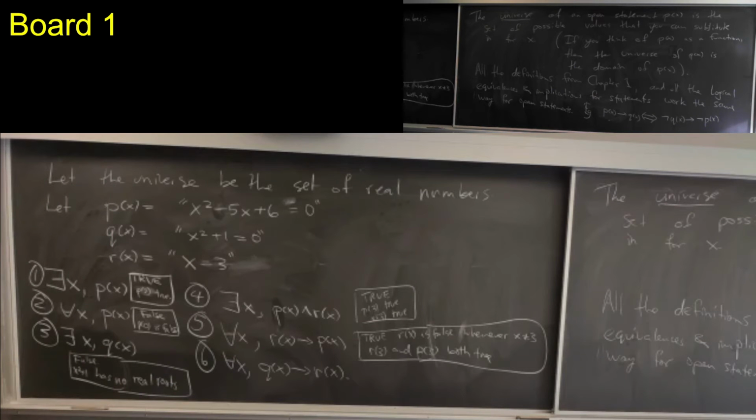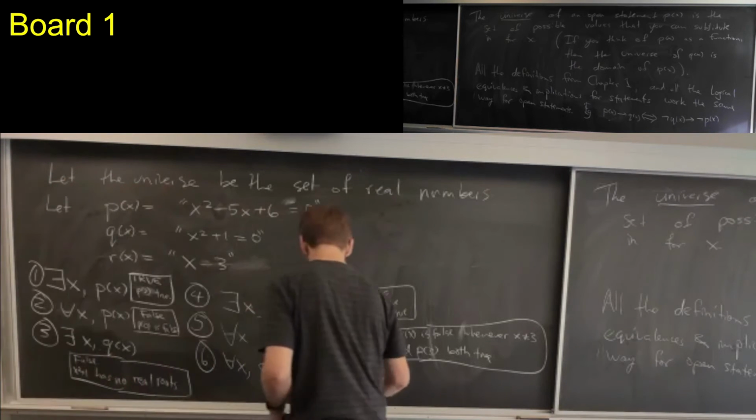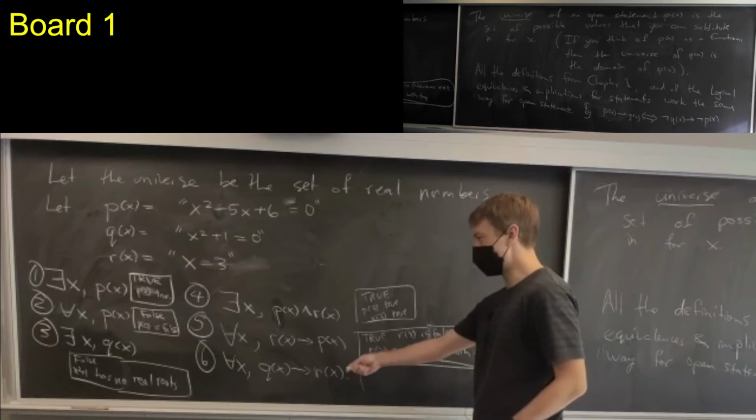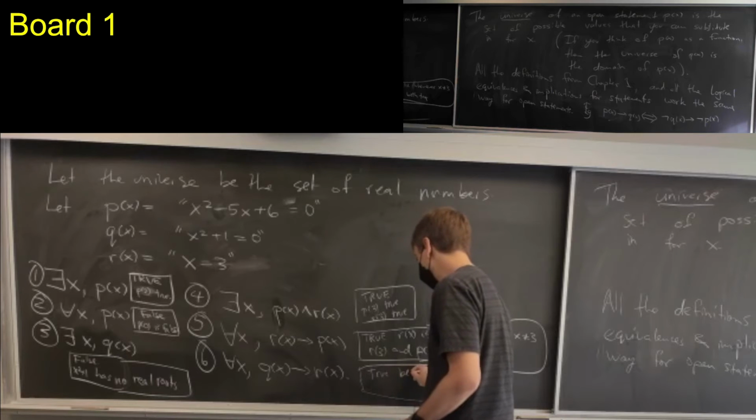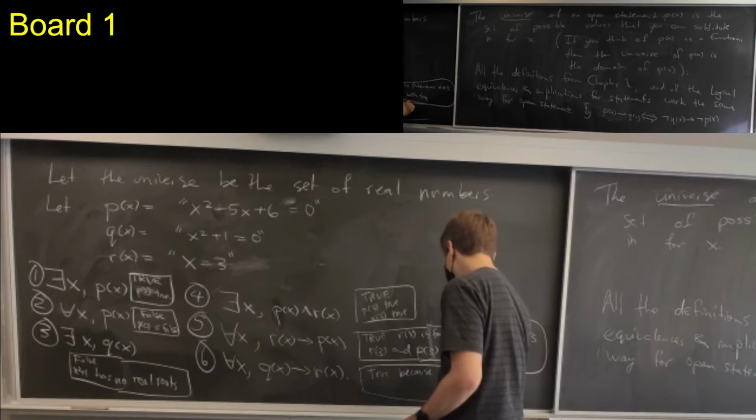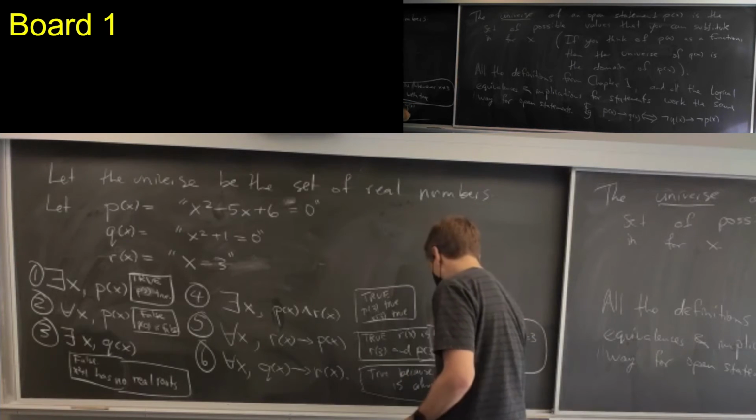What about the last one? For all x, Q of x implies R of x. Looks good? Yeah, and this one's again true. And this was actually kind of easier than the previous one, right? This is true because Q of x is always false.